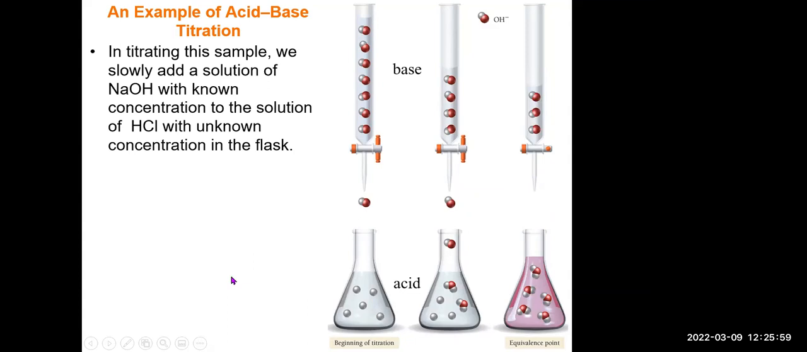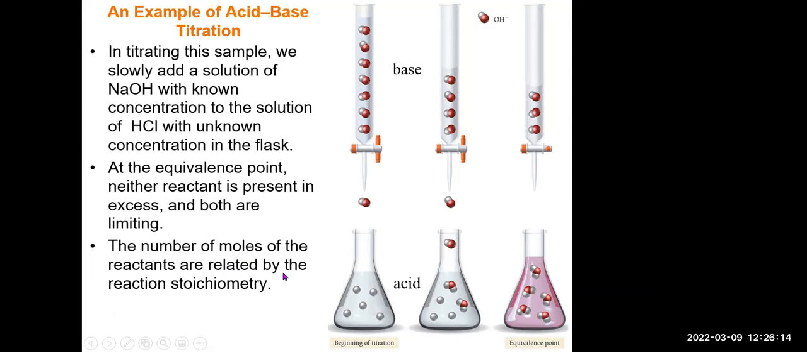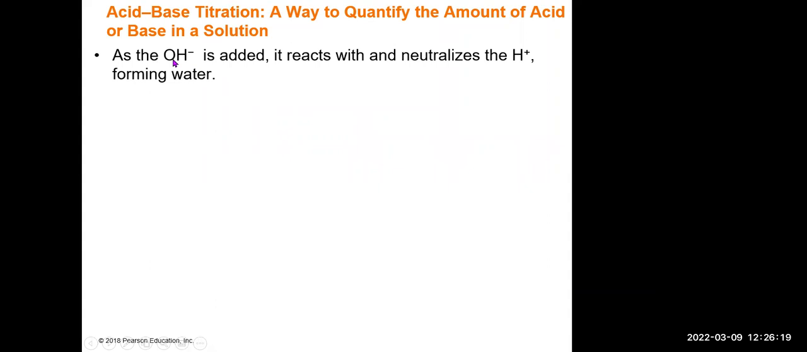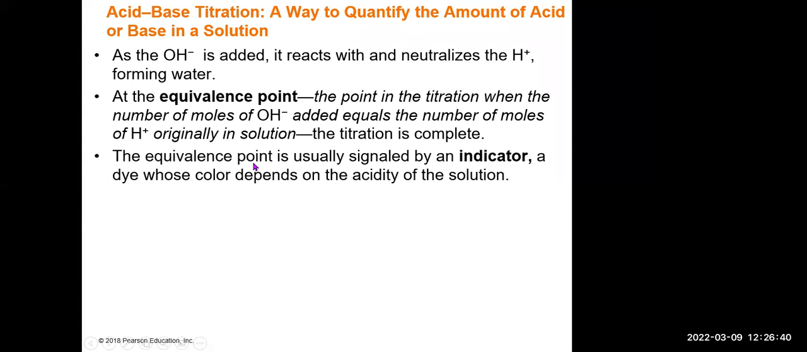At the equivalent point, neither reactant is present in excess and both are used up, or both are limiting. The number of moles of the reactants are related by the reaction stoichiometry. So as the hydroxide is added, it reacts with and neutralizes H+, forming water. At the equivalent point, the point in the titration when the number of moles of OH- added equals the number of moles of H+ originally in the solution, the titration is complete. The equivalent point is usually signaled by an indicator, which is a dye whose color depends on the acidity of the solution, or by a pH meter.